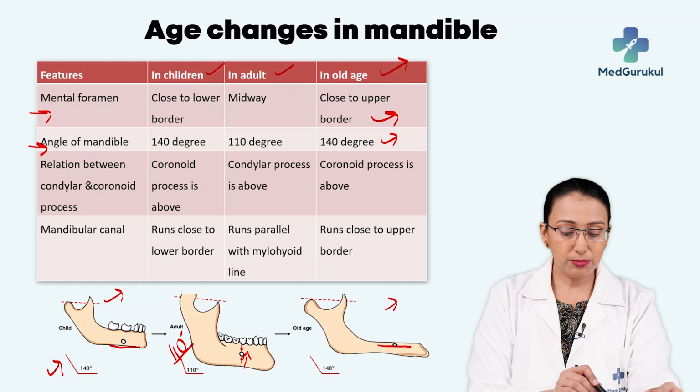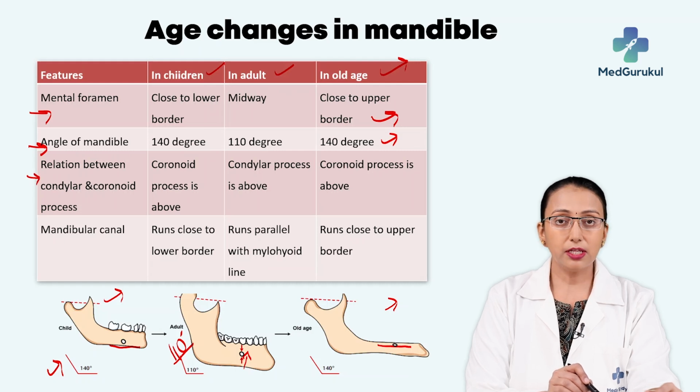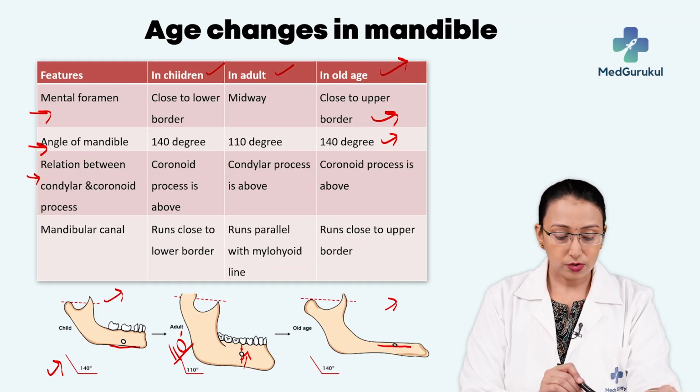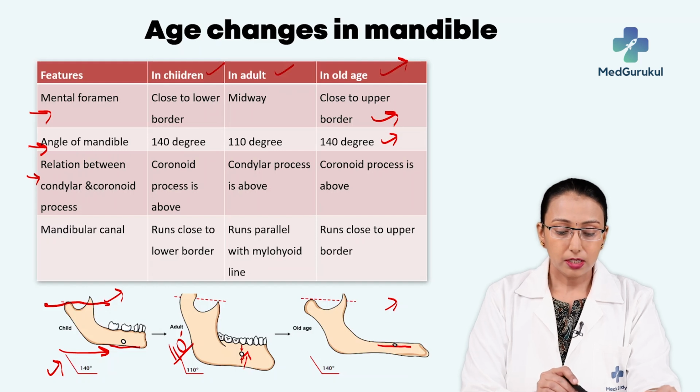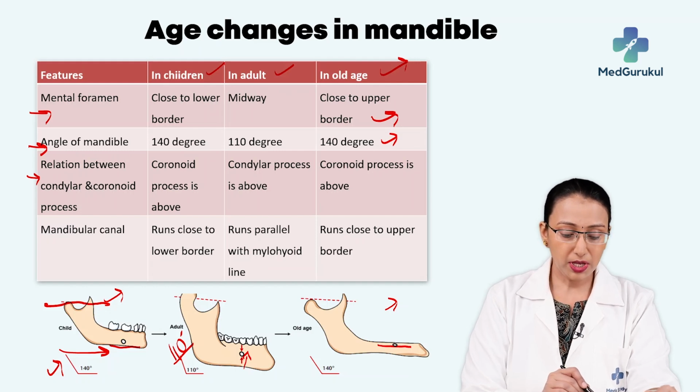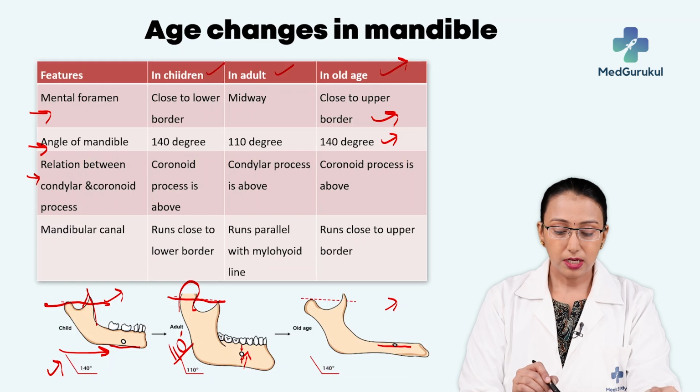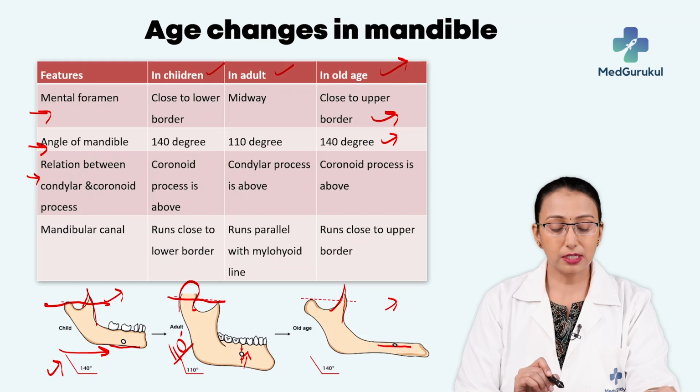Then the relation between the coronoid and the condyloid process. If we draw a horizontal, imaginary dotted line across the horizontal plane, then in children the coronoid process will be above this margin. In adults the condyloid process is above the margin drawn. Then in the elderly, again the same as in children, the coronoid process will be above this line.